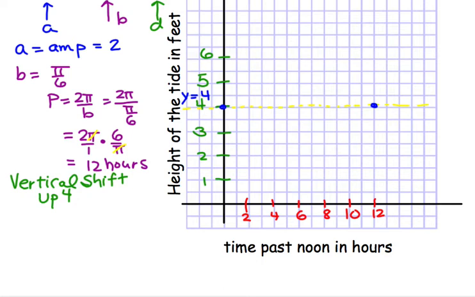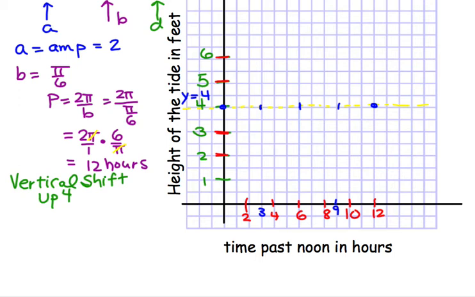So if you remember graphing, we like to separate our period into 4 equal segments. So our halfway point would be at 6 hours. And then our quarter point would be at 3 hours. And our three-quarter point would be at 9 hours. Okay? All right. Now you'll see your amplitude is 2. So your graph is going to go between the values of 2 to 6 feet on the vertical axis because our amplitude was 2.